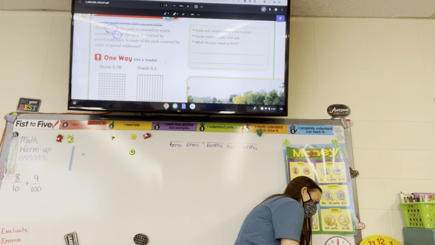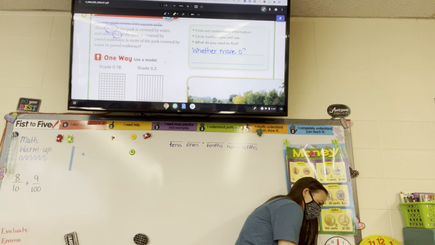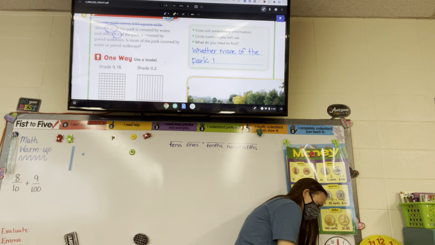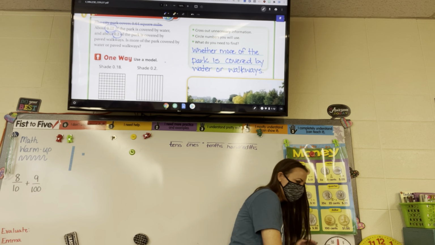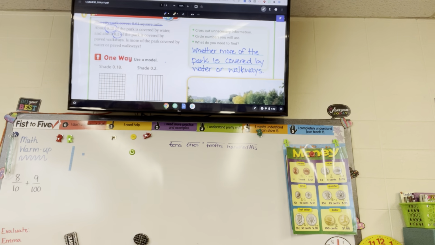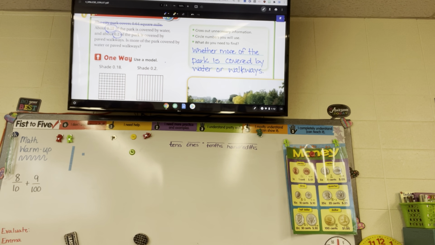Whether more of the park is covered by water or walkways. We need to find whether more of the park is covered with water or walkways. So copy that down.